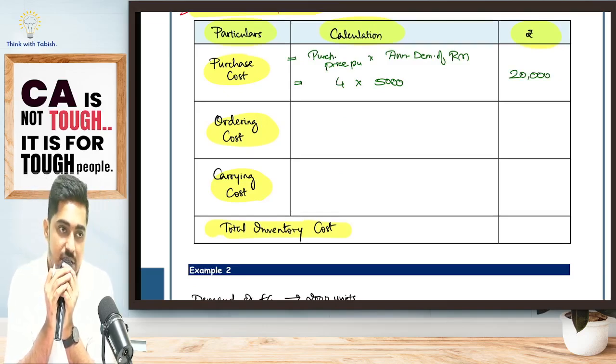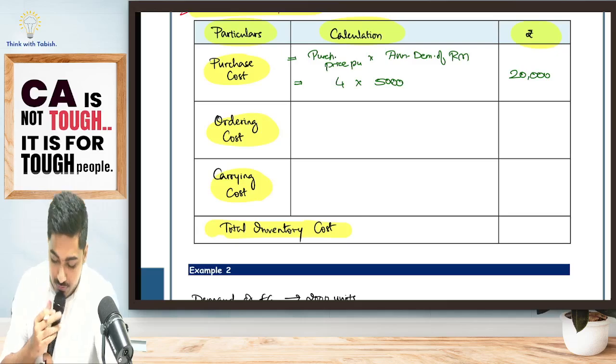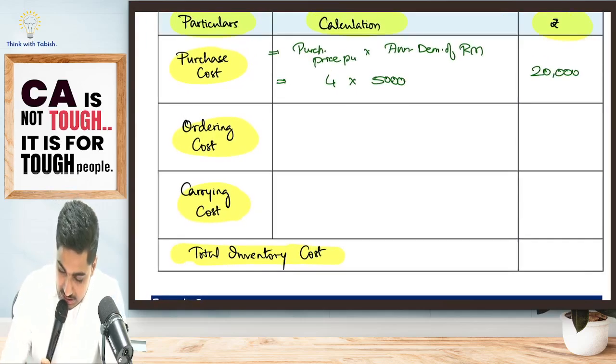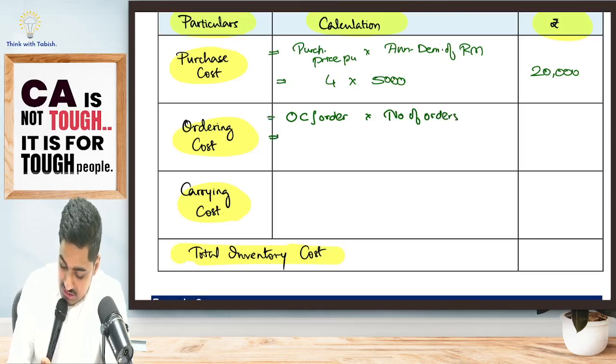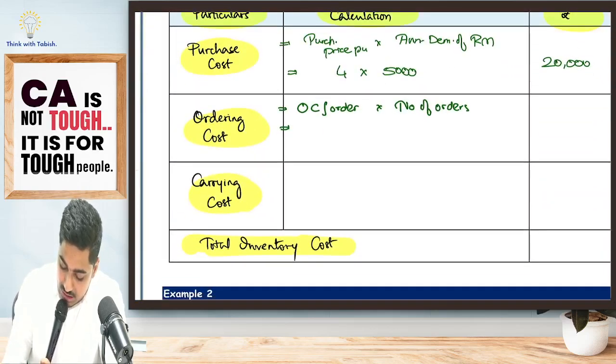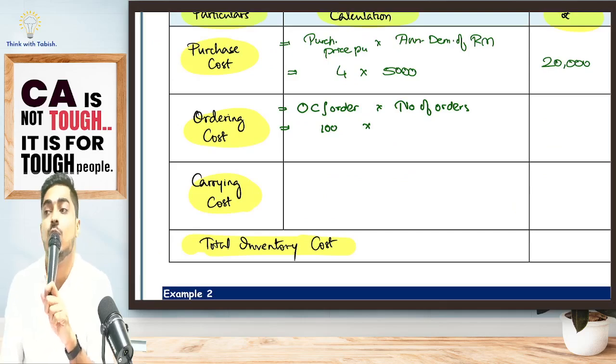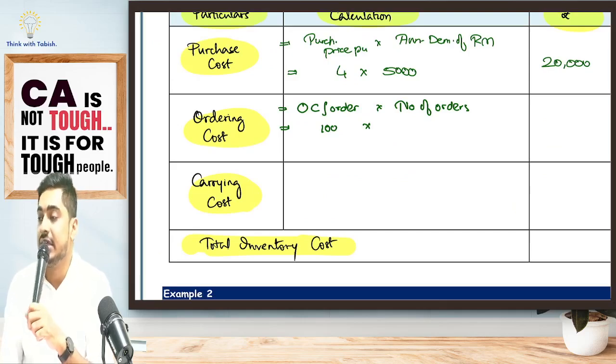Yes or no, everyone? Next is going to be my ordering cost. Can you guys tell me the formula of ordering cost? It is ordering cost per order into number of orders. Yes or no? Tell me, for one order, how much is my cost? The question is telling me it is 100 rupees per order. But number of orders, is it given? No. Can I calculate? Yes.